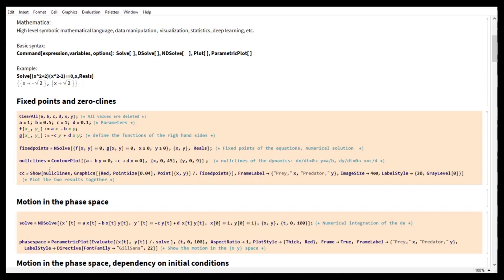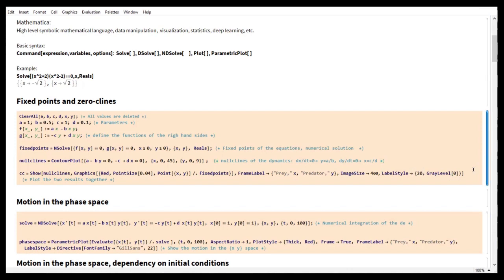And after that, using the Show command, we plot these nullclines and fixed points together, so graphically we can observe that the Graphics command puts the points in the right place in the coordinate system. We label the frames and determine the size of the picture, and the label style is not so important.